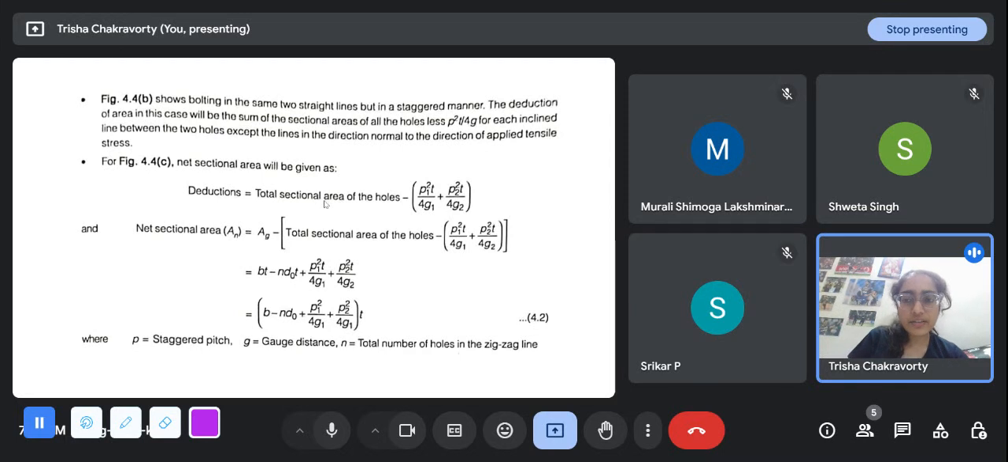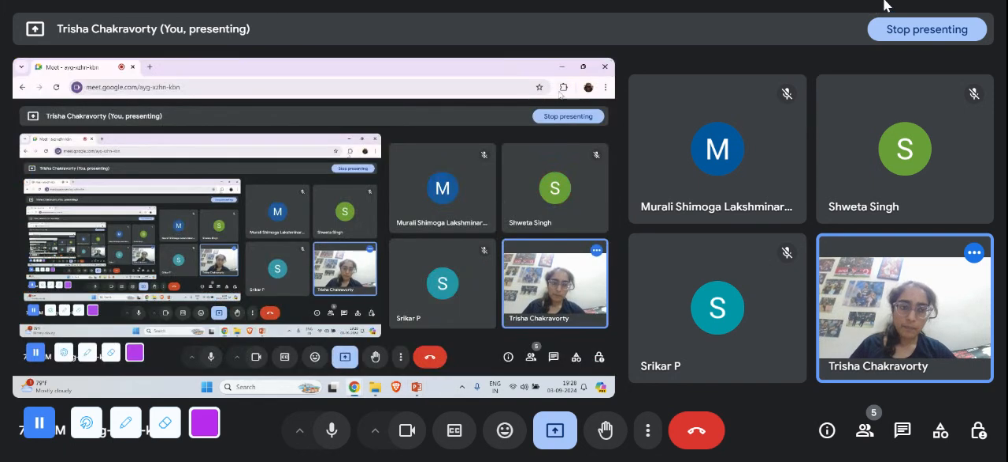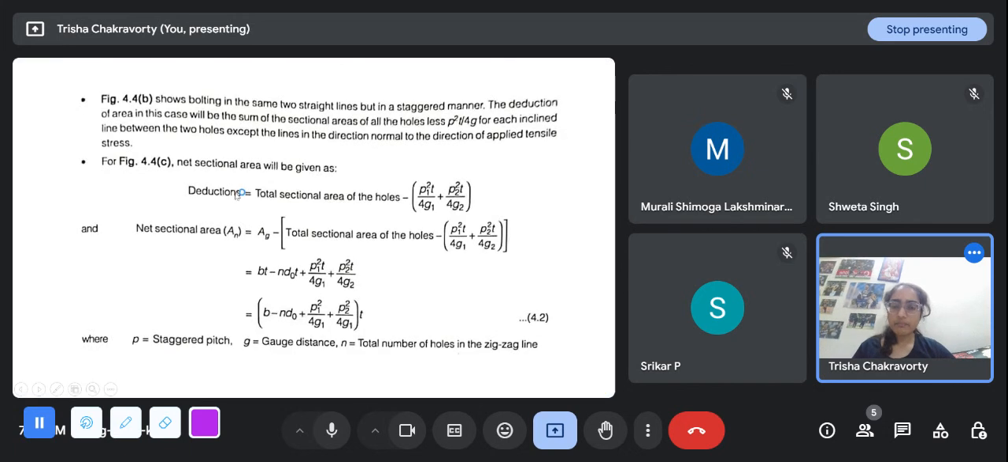So the deduction of area in this case will be the sum of the sectional areas of all the bolt holes minus a term that is called the reduction on the reduction. So firstly, just see it like that. bT is the gross section area. nd₀t is the first reduction that we are applying. It is equal to the area along the cross section due to the bolt holes.